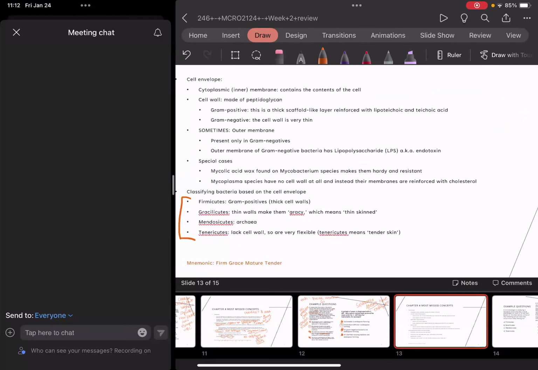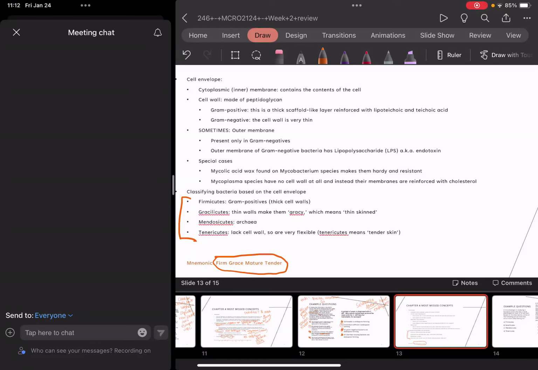This is their little breakdown: firm, grace, mature, tender, sort of similar to how I was talking about how I remember it, but you remember how you like to do. This was just one other suggestion of FGMT: firm, grace, mature, tender.